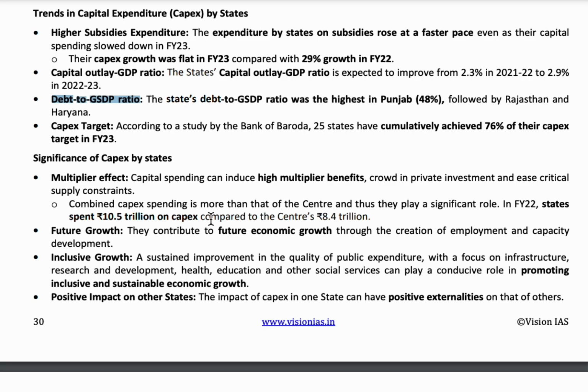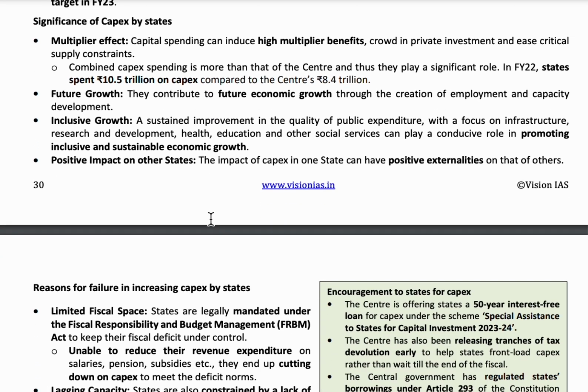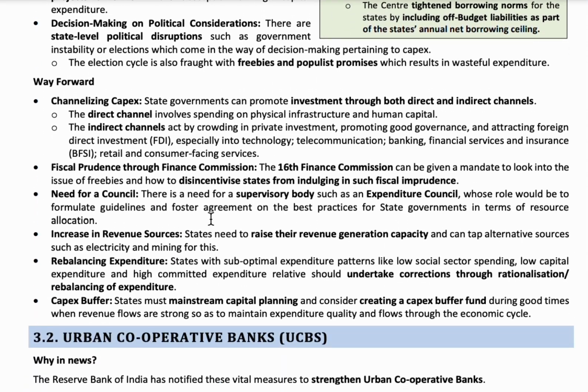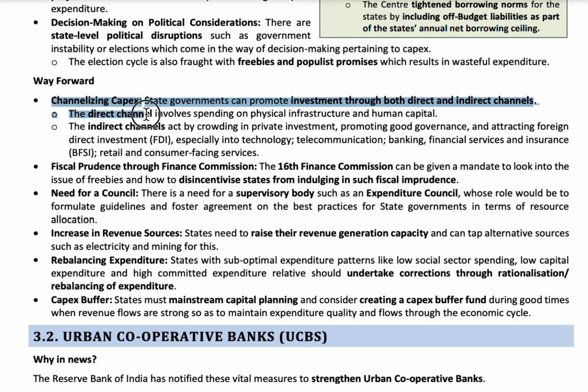Thus, we can channelize the capital expenditure into direct and indirect channels. The direct channel promotes spending on physical infrastructure and human capital, and the indirect channel promotes spending on private investments, good governance, foreign direct investments, etc. So dividing it into different channels may help absorb the capital expenditure. And then there is reducing freebies. What are these freebies?